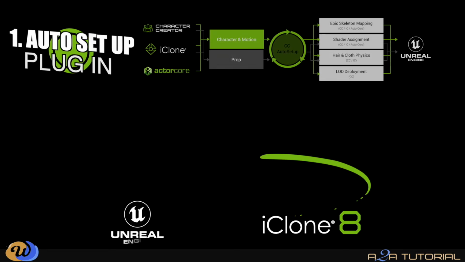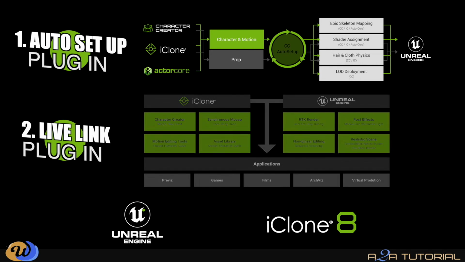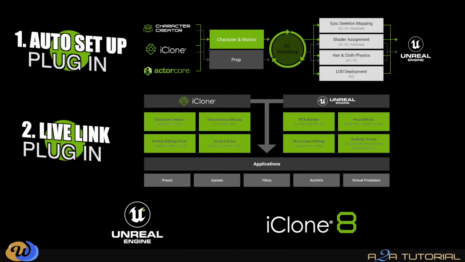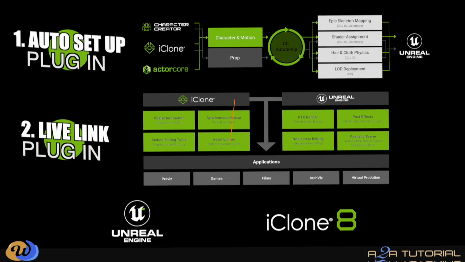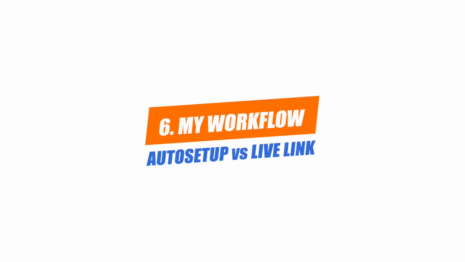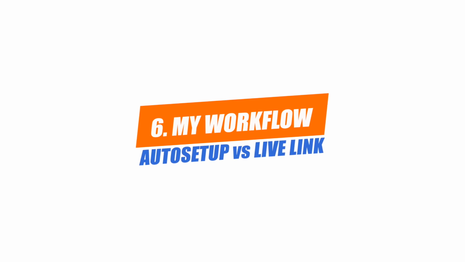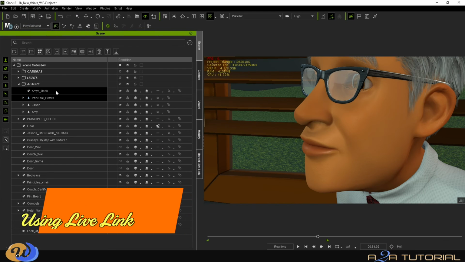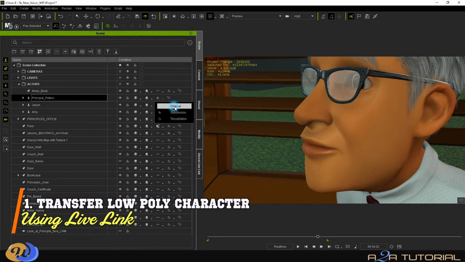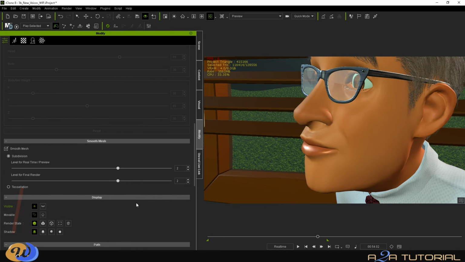Okay, so to conclude, what is my recommendation? Should I be using the AutoSetup plugin or the Live Link plugin? Now, with everything I said earlier on, it's very easy to assume that I don't use the Live Link plugin, but I actually do. So let me talk you through my workflow, and hopefully this will help you guys. What I normally do is I start off with a low quality version of my character. So I transfer a low poly version of my character using the Live Link plugin. That's where I start off.